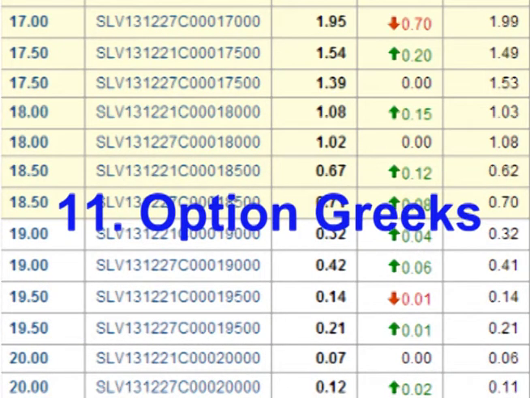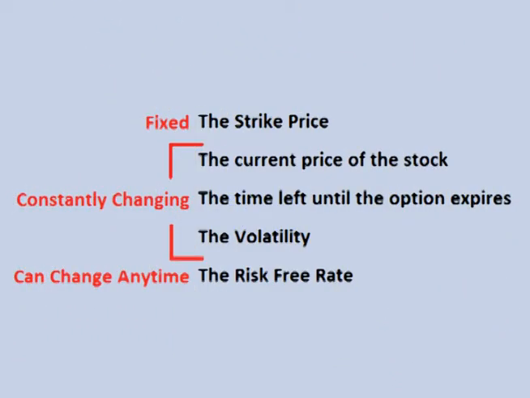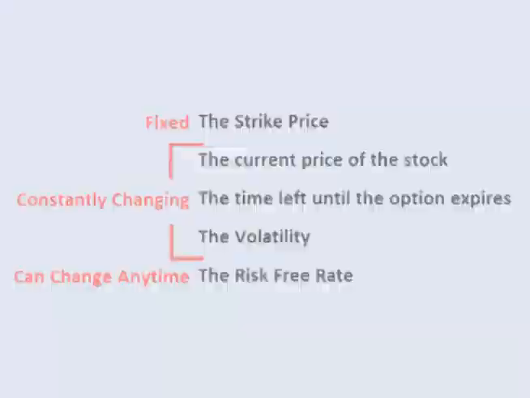And welcome. In this video, we will take our first look at the option Greeks. You may remember from my videos on option pricing that there are only 5 inputs to the price of an option, or 6 if the option pays a dividend. The strike price is fixed, but the price of the underlying stock, the volatility, and the time left until the option expires are constantly changing, and interest rates can change at any time.